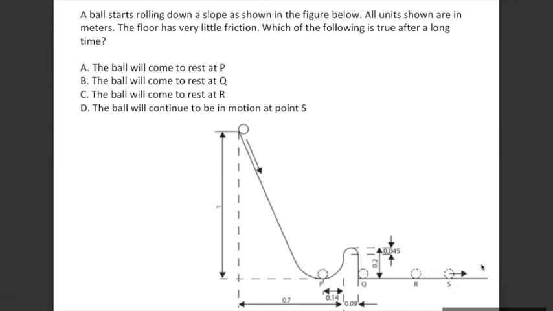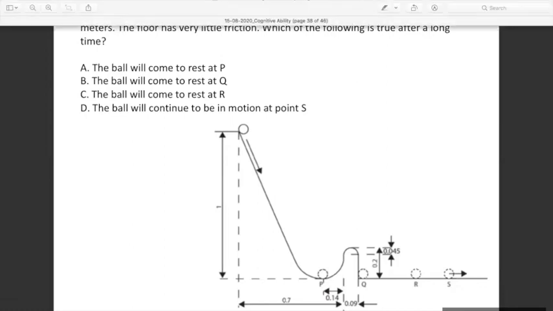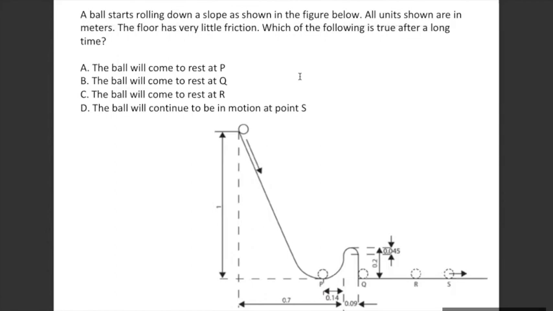It will rest at P. Okay. We have 2 votes for position P now, 1 vote for position R, 1 vote for position S, and no votes for position Q. Anybody else? It will rest at P. Ma'am, it will continue at S. Okay, 3 votes for P and 2 votes for S now.